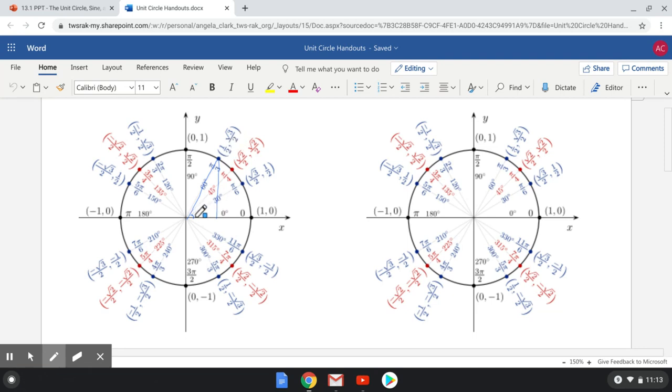If this is a 60-degree angle, then this is a 30, 60, 90 triangle. Hopefully we remember that from geometry. This is a 30, 60, 90 triangle, which means that this side is 1. I said it was a half. It's not a half. It's 1. This side is the square root of 3. And this side is 2. No, this side is a half. Sorry, I'm confusing myself.